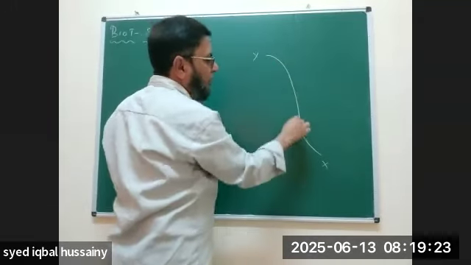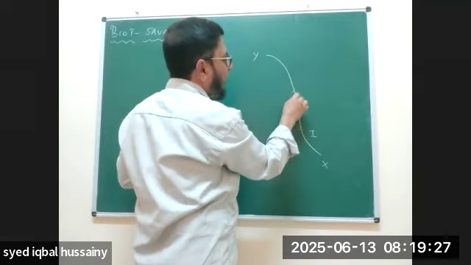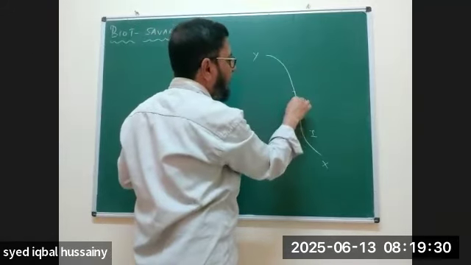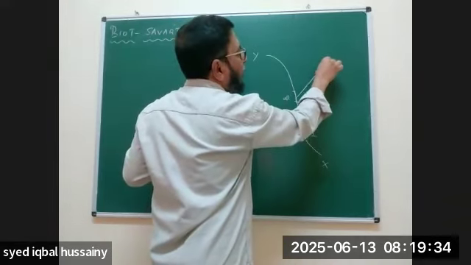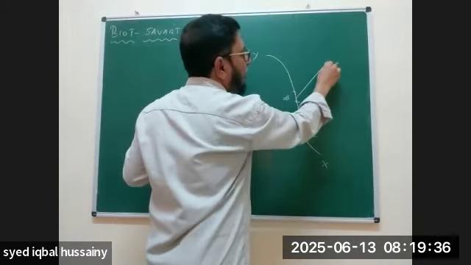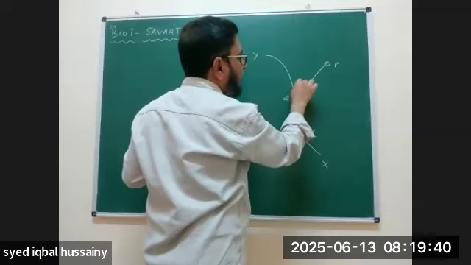XY is the conductor, take a conductor in which current I is flowing. Suppose you divide the conductor into a small element dl, then you take a point P here, at distance R, and this angle we will make it as theta.